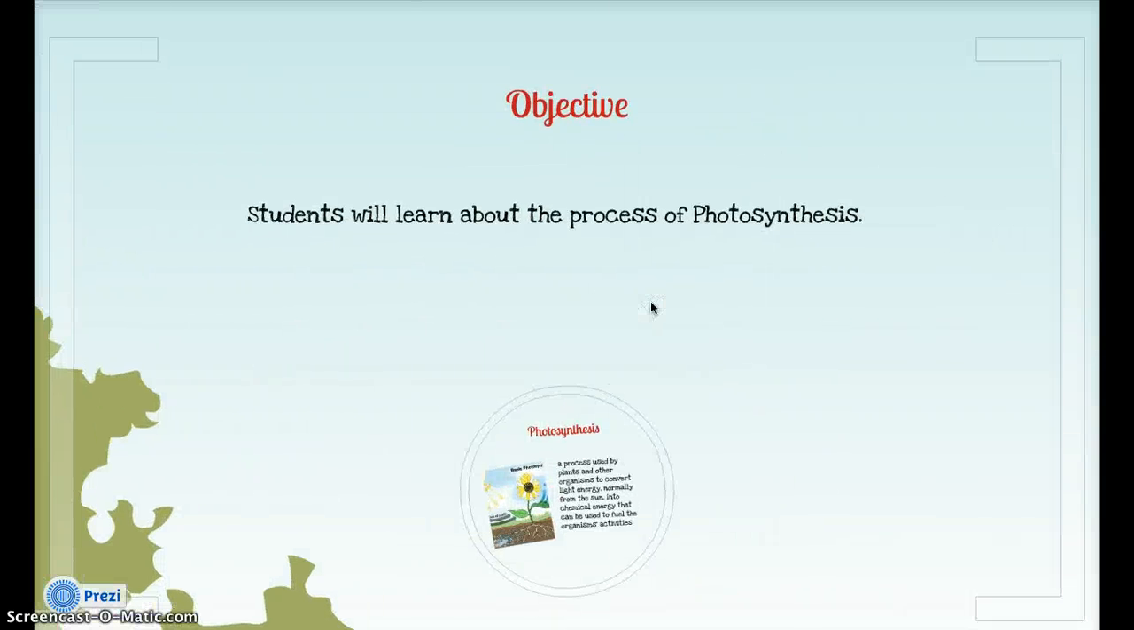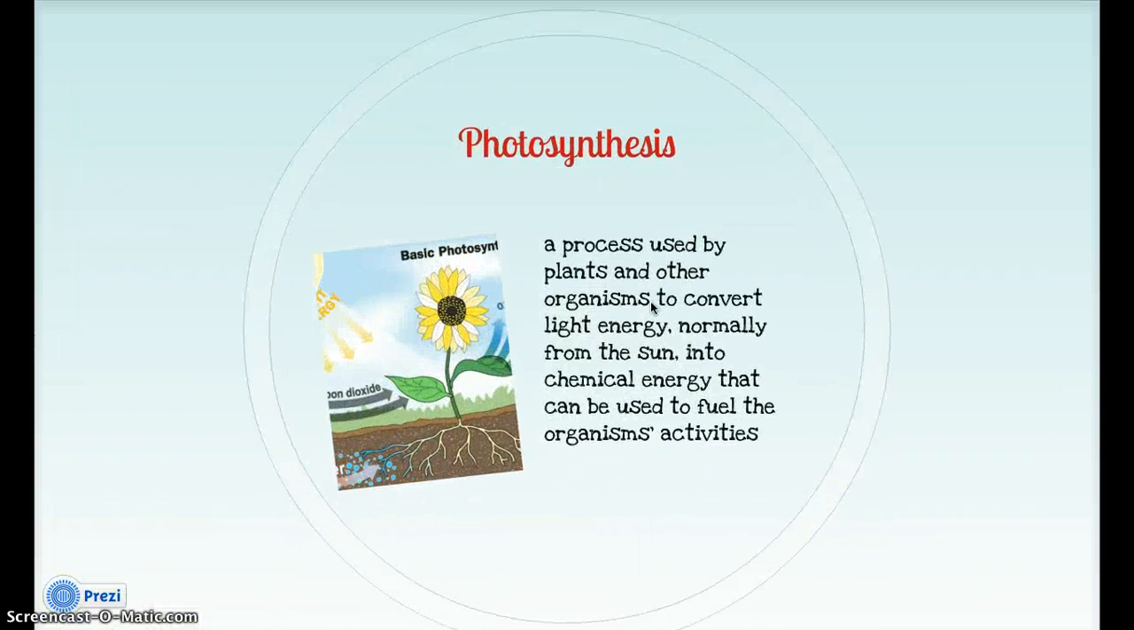Alright, today we're going to be learning about photosynthesis. The objective of our lesson is for the students to learn about the process of photosynthesis. Photosynthesis is a process used by plants and other organisms to convert light energy, normally from the sun, into chemical energy that can be used to fuel the organism's activities.